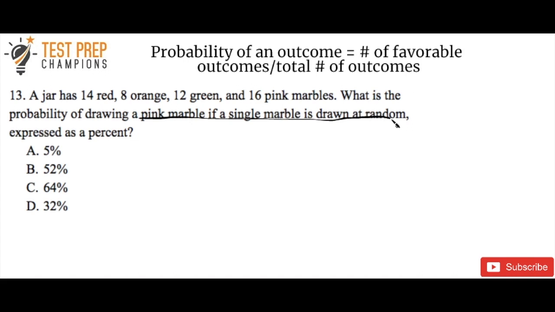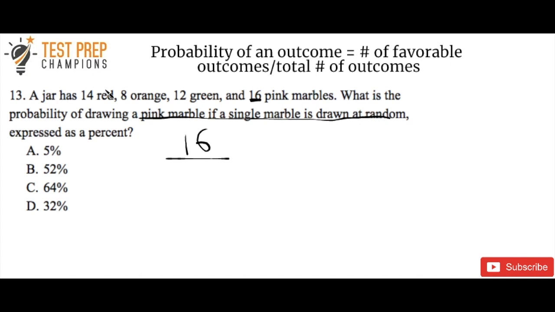Okay, so when you're asked to find the probability, you're just trying to figure out how likely something is to occur. So we're basically trying to figure out how likely is it that we're going to draw a single pink marble here. So the outcome in this case is drawing a pink marble. So the probability of drawing a pink marble is equal to the number of favorable outcomes, which would be the number of pink marbles that we have in the jar, which is 16. Okay, and we're going to divide that by the total number of outcomes.